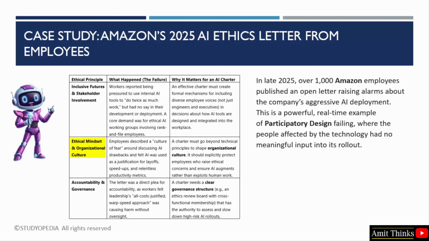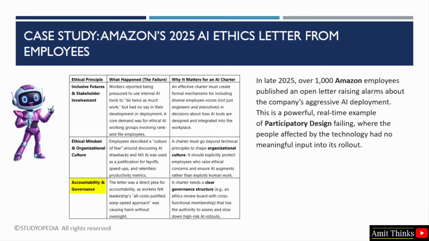The next principle is ethical mindset and organizational culture. Workers described a fearful environment where AI concerns were silenced. AI was linked to layoffs and pressure for non-stop productivity. It matters because a charter must shape culture, not just tech. It should protect whistleblowers and ensure AI supports, not exploits, human labor.